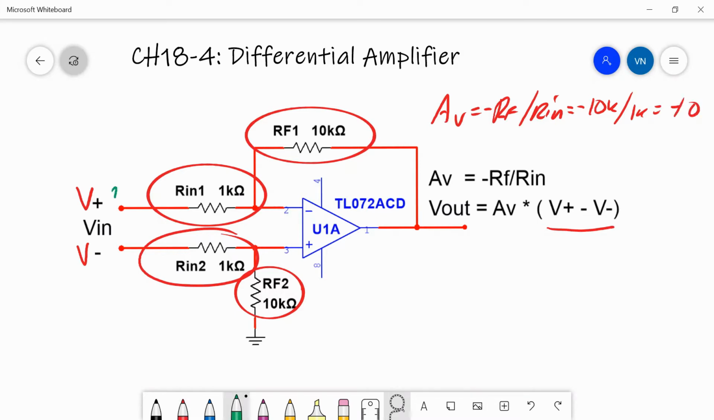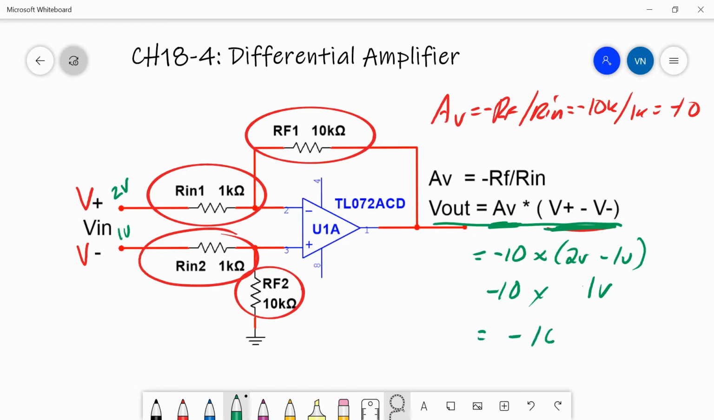Put some values down here. Say this is 2 volts and this is 1 volt. Here's the output formula: V out is the gain factor multiplied by the difference between the two input voltages. So we would say it's minus 10 times 2 volts minus 1 volt, and 2 minus 1 is 1 volt, so minus 10 times 1 volt. The output of this should be minus 10 volts.